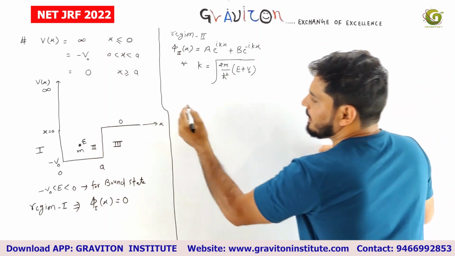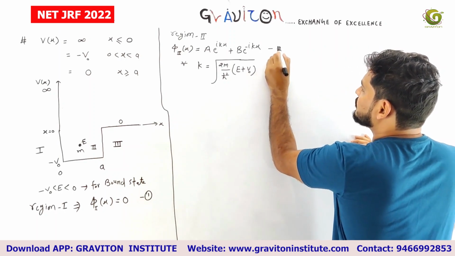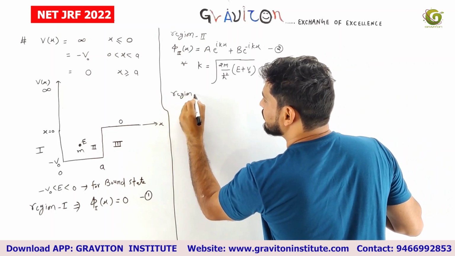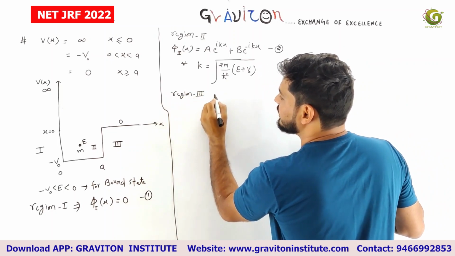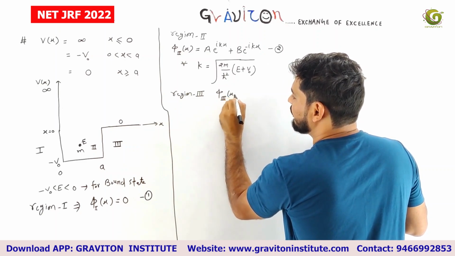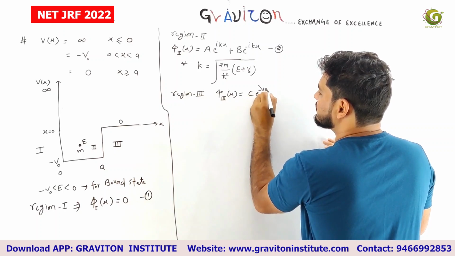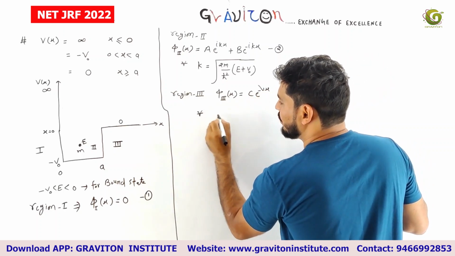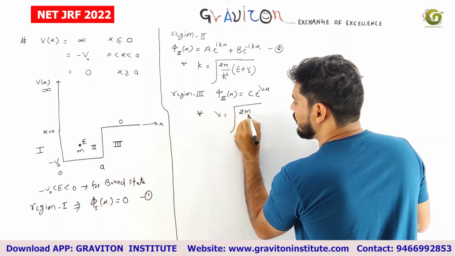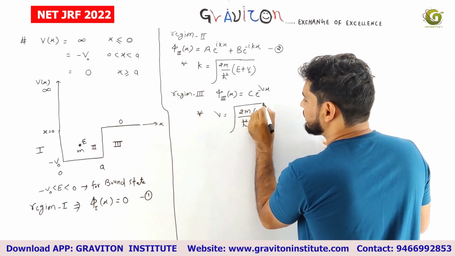Now see, let's suppose this is equation 1, and this is equation 2. Now see what will be the wave function in region 3. Think about it. In region 3, can I say the wave function is, let's suppose, C e^(-gamma x), where gamma is the square root of 2m over h-cut squared times (-E).